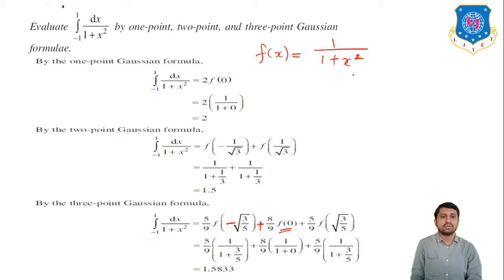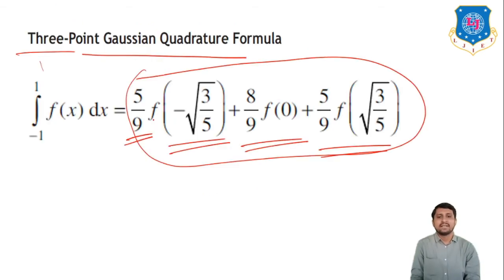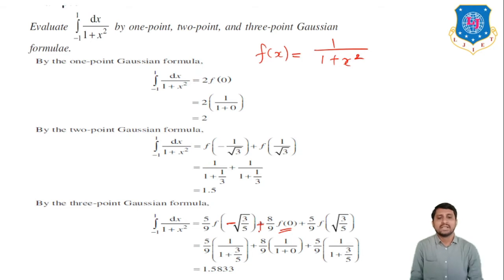Minus root 3 by 5 whole square, so that's why you will get 3 by 5 plus 8 by 9. See, this is my formula: 5 by 9 f of minus square root of 3 by 5, plus 8 by 9 f of 0, plus 5 by 9 f of square root of 3 by 5. So 1 upon 1 plus 3 by 5, plus 8 by 9, 1 upon 1 plus 0, because f of 0 means instead of x you have to take 0.